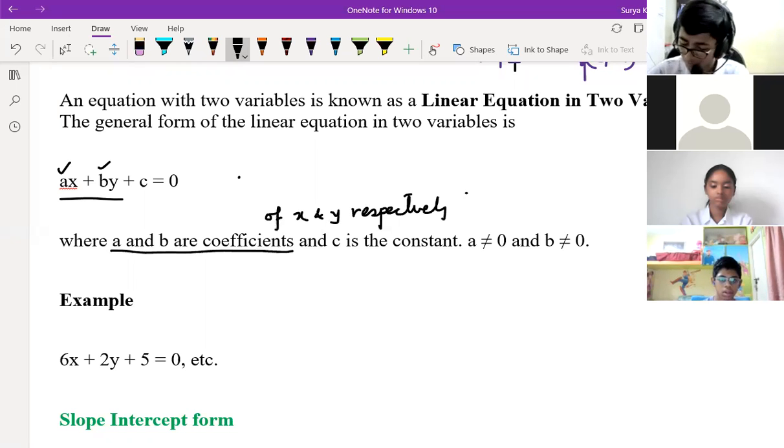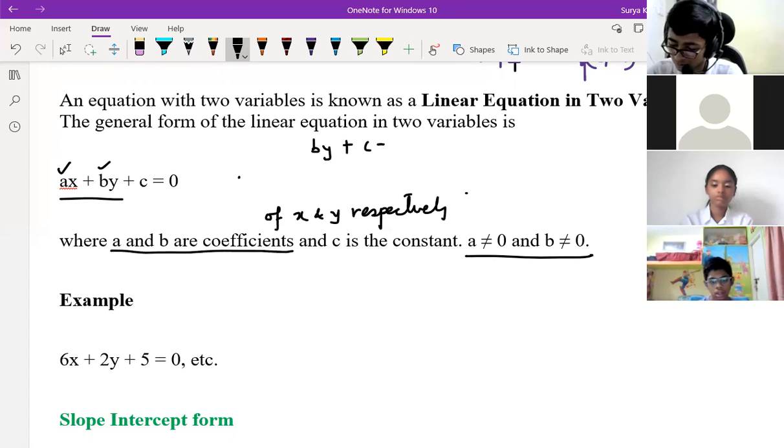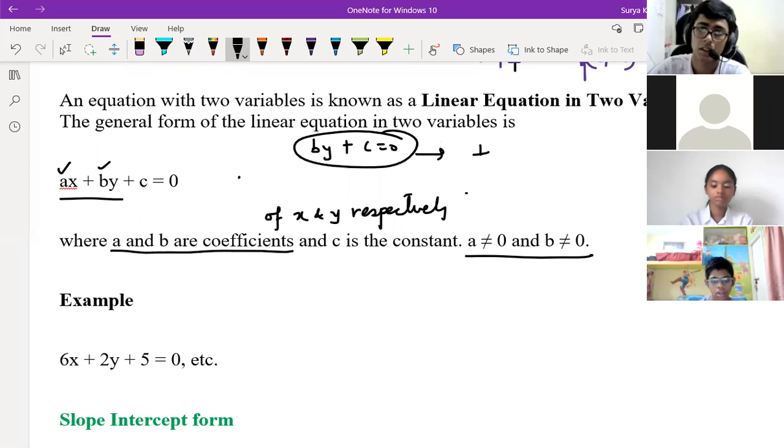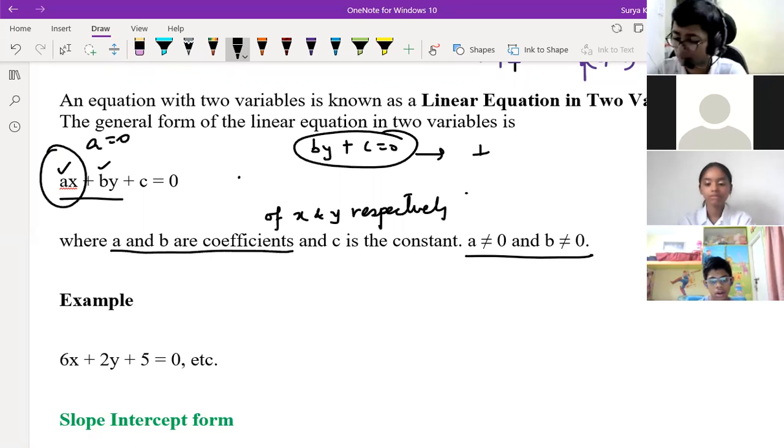And C is constant, where A and B should not be equal to 0. If A becomes 0, what happens, children? If A becomes 0, you will get only By plus C is equal to 0. So this becomes which equation? Linear equation in one variable. Understood? If A is equal to 0, this whole part becomes 0, then this equation becomes a linear equation in one variable.